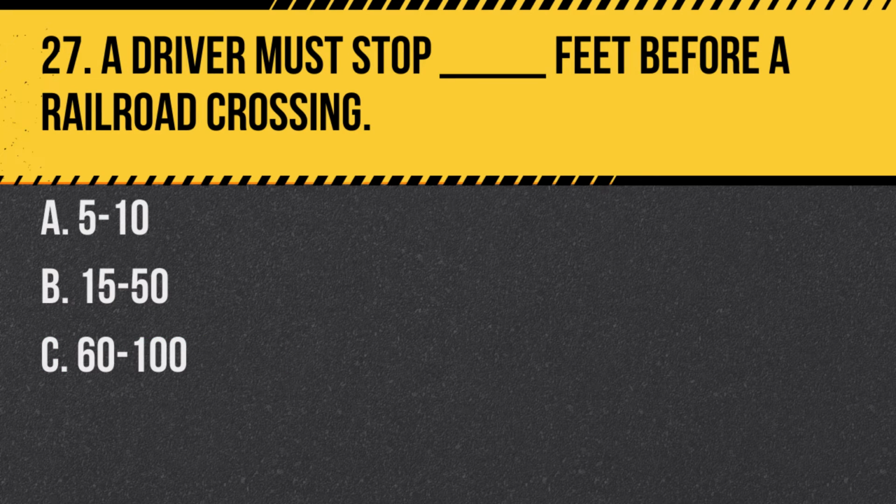Question 27. A driver must stop blank feet before a railroad crossing. A. 5 to 10. B. 15 to 50. C. 60 to 100. Answer: B. 15 to 50. Drivers must stop between 15 and 50 feet before a railroad crossing when transporting hazardous materials.